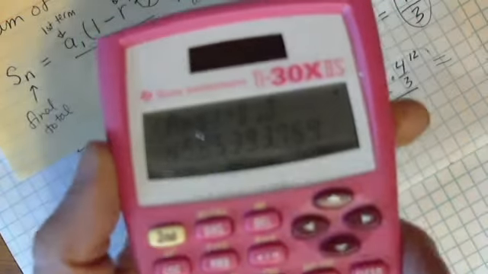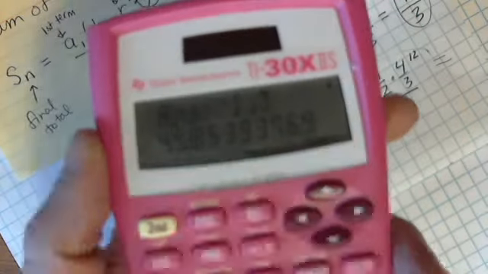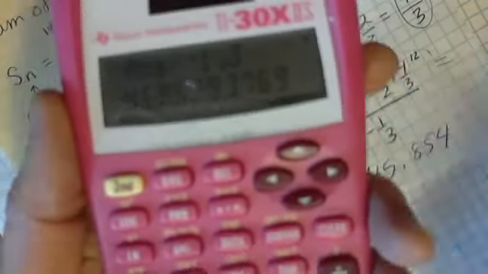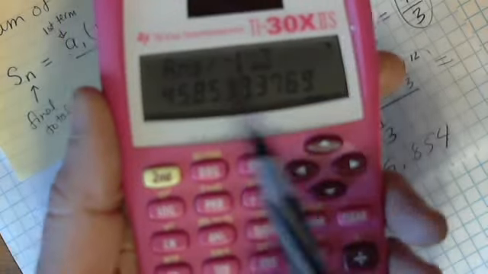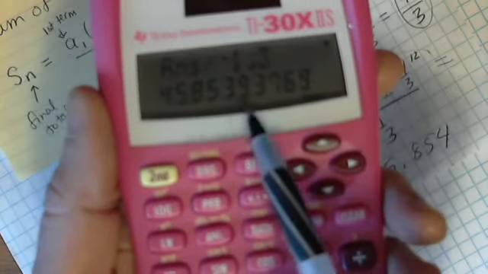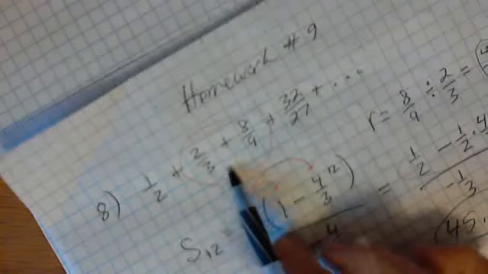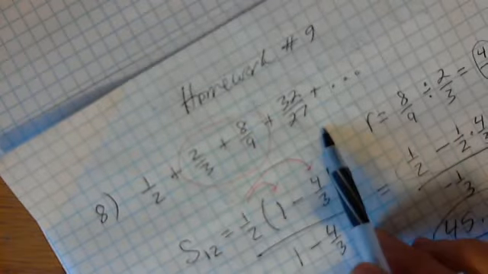And I end up with a fairly large number, 45.854 if we round to the nearest thousandth. Let's take a look after that 3. There's a 9, so I want to bump that 3 up to a 4. So here's our answer for the sum of the first 12 terms of this sequence. The terms are getting bigger and bigger, closer to 1. That's why it ends up being a fairly large number.